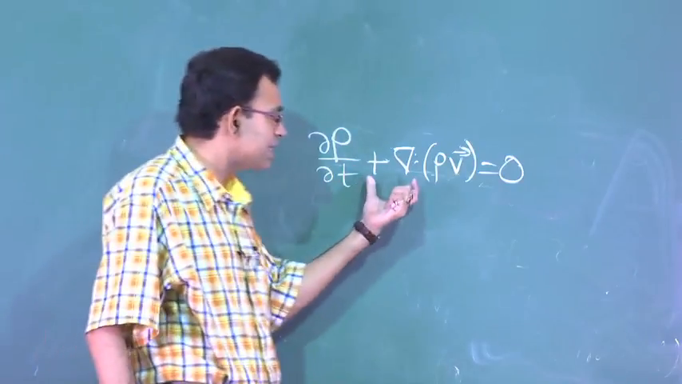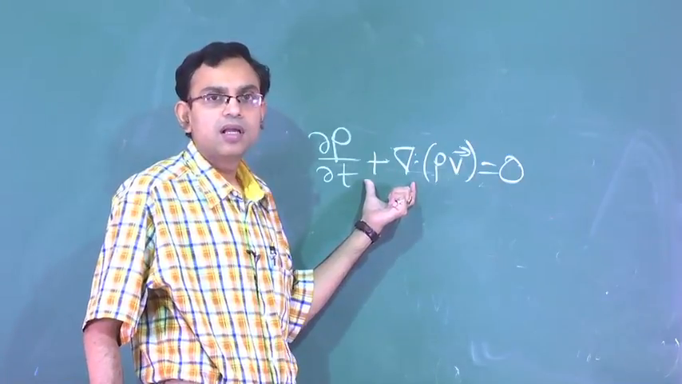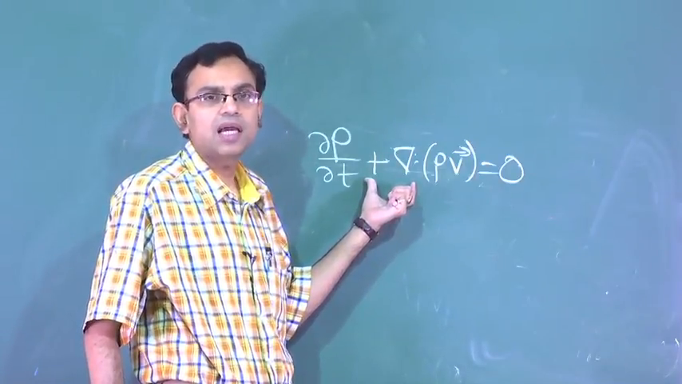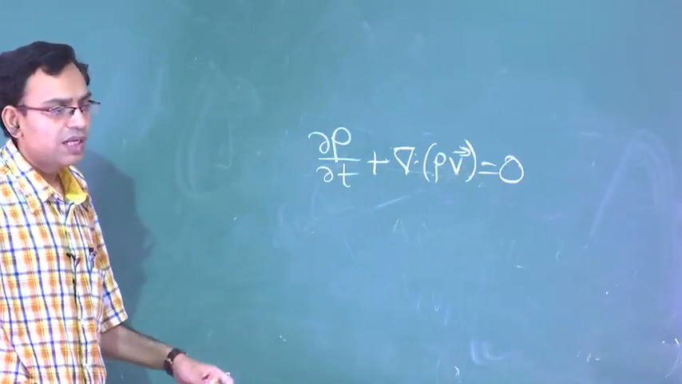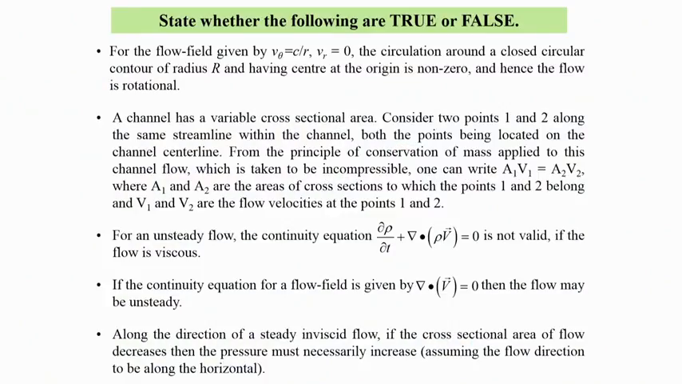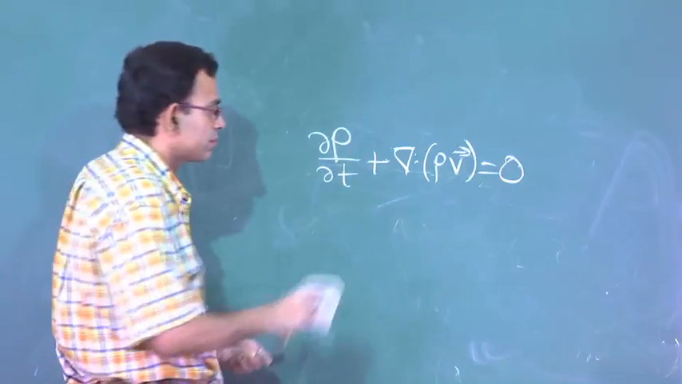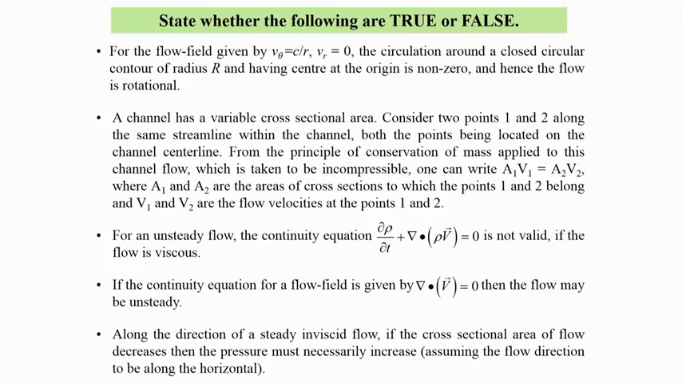The reason is that this equation is based on conservation of mass. Now, conservation of mass does not care whether it is viscous flow or inviscid flow. So, it has nothing to do with the flow being viscous or not. The next question is: if the continuity equation for a flow field is given by divergence of velocity equal to 0, then the flow may be unsteady.